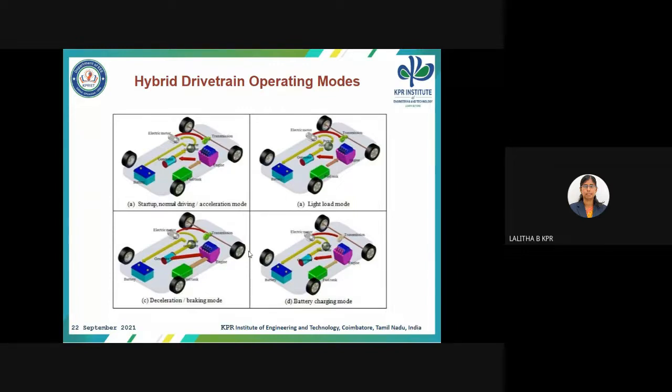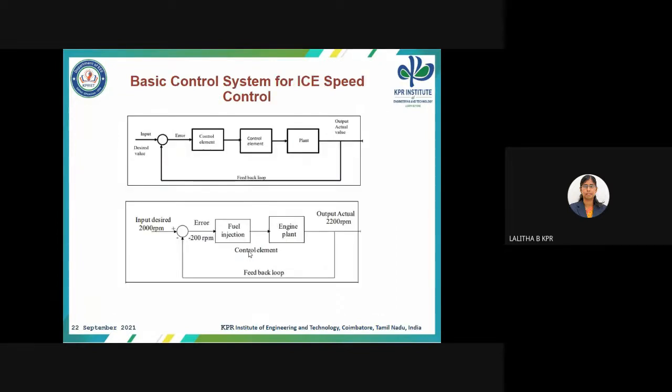In the braking mode, when the brake is applied, the kinetic energy will be converted into electrical energy and it will be stored in the battery. In the battery charging mode, when the IC engine is alone operated, the motor will act as a generator. It will generate the power and it will be charging the battery. So these are the operations of the hybrid electric vehicle.